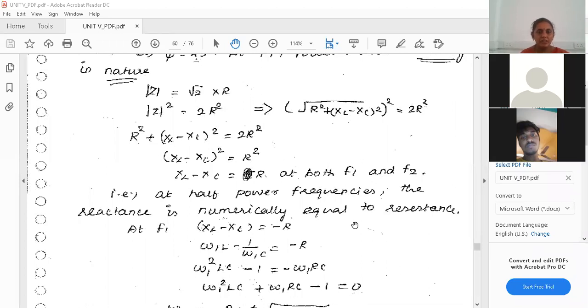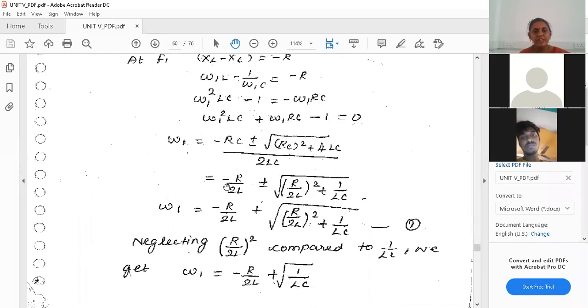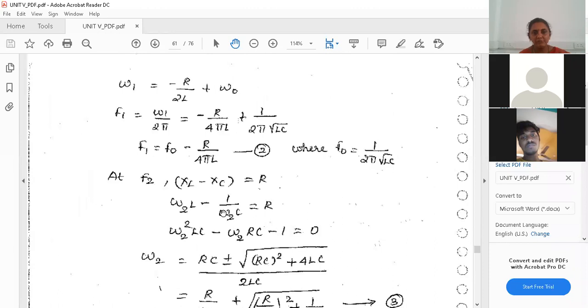Clear? It is only numerically equal to the resistance. Okay. Now at F1, we will take it as minus R. Okay, because see, we are taking a square root here. So if I'm going to take the square root of 4, I will just put it as plus or minus 2, right? So plus 2, I will take it for one case, and minus 2, I will take it for the other case. So what I will do, at F1, I will equate it as minus R, and at F2, I will equate it as plus R.